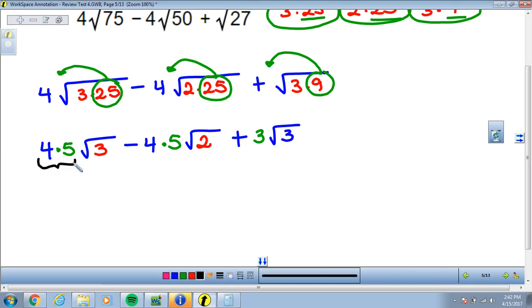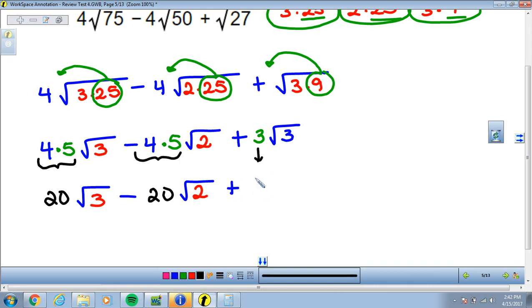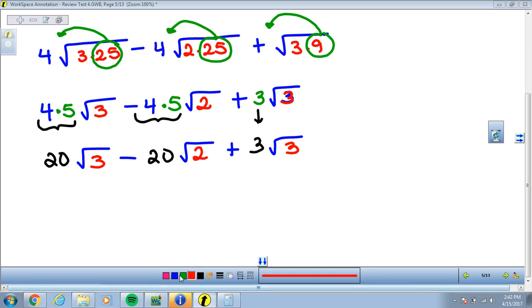So now we simplify. 4 times 5 is 20 square root of 3, minus 4 times 5 is 20 square root of 2, plus we bring down this 3 square root of 3. So we combine like terms.